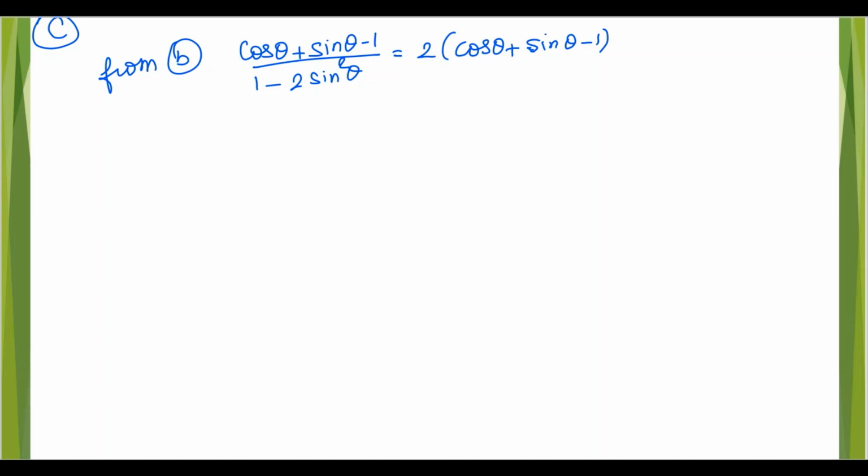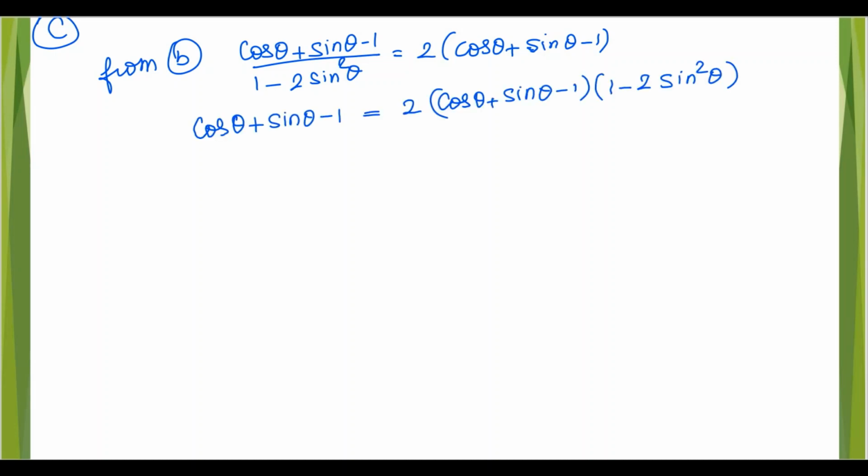Now let us take the denominator 1 minus 2 sine square theta to the right hand side. So now we got cos theta plus sin theta minus 1 is equal to 2 multiplied by cos theta plus sin theta minus 1, which is multiplied by 1 minus 2 sine square theta. Okay. Now take the right hand side expression to the left hand side, and this expression will be equal to 0.